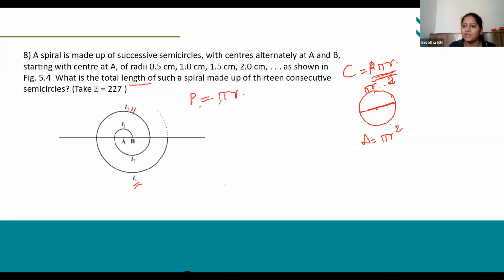Okay, see, formula is pi r. So what is P1 here? I will write pi as it is. And what is R, children?